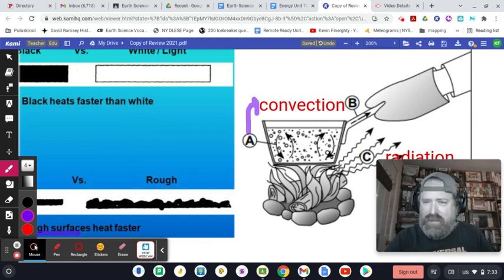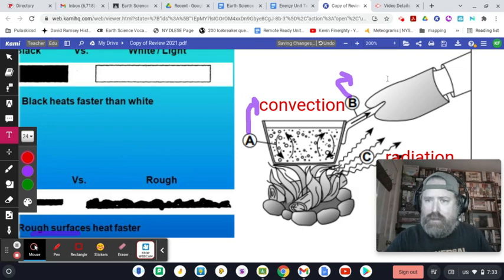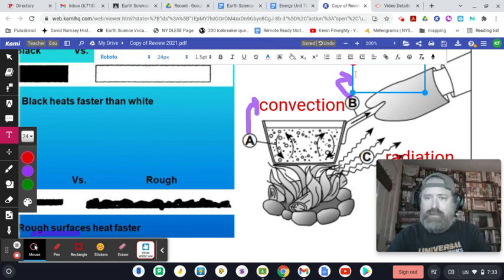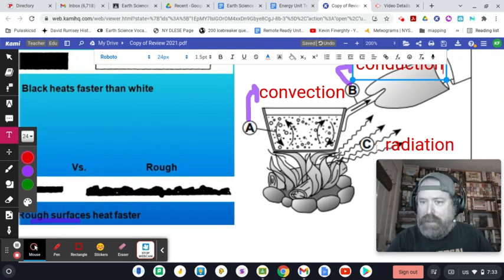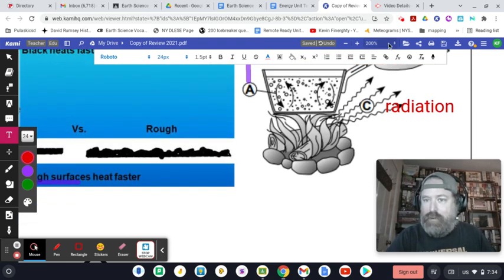Whereas B, as it travels down the metal pan, down the handle, molecule to molecule contact, energy transfer through touching, that is conduction. So we did the lab with the metal bar connecting the 2 cups for conduction. We did the 3 labs with the light bulb for radiation, and I don't really have a good one for convection.